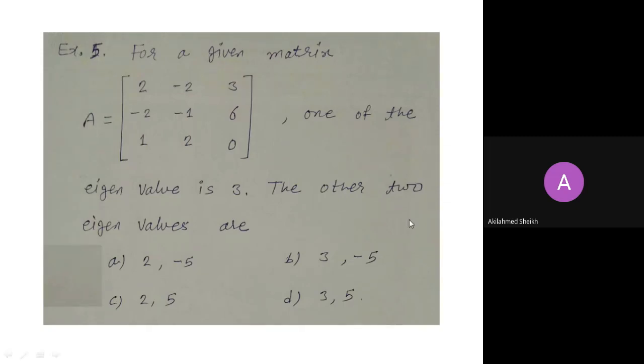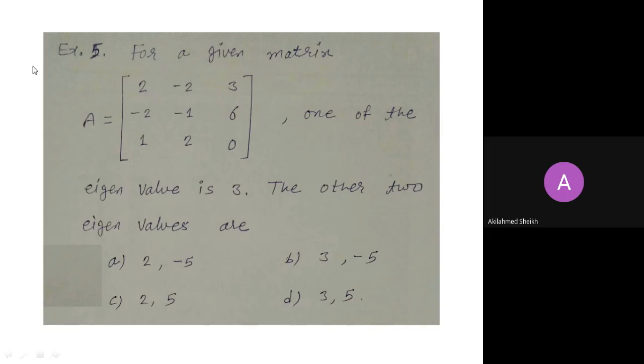This is the next example. For a given matrix A, this is a 3 by 3 matrix. One of the eigenvalues is 3. The other two eigenvalues are... We have given one eigenvalue and we have to find the two other eigenvalues. This is a 3 by 3 matrix, so it has 3 eigenvalues. To find eigenvalues of the given matrix by the usual method will be very difficult. So in this case, we use properties of eigenvalues.